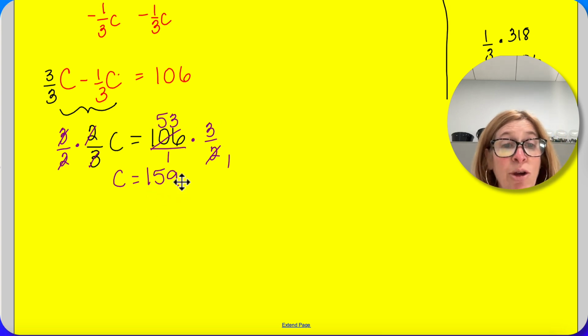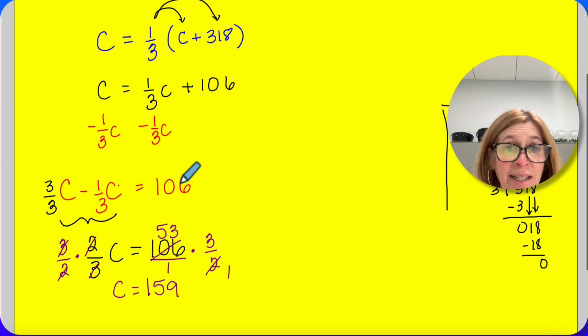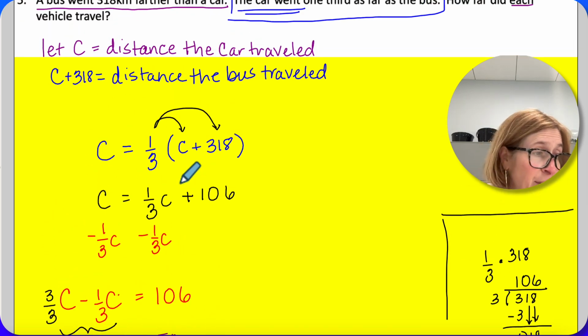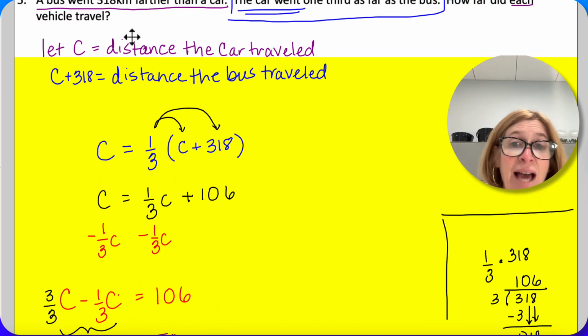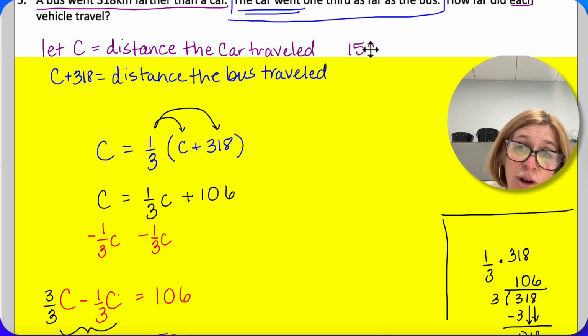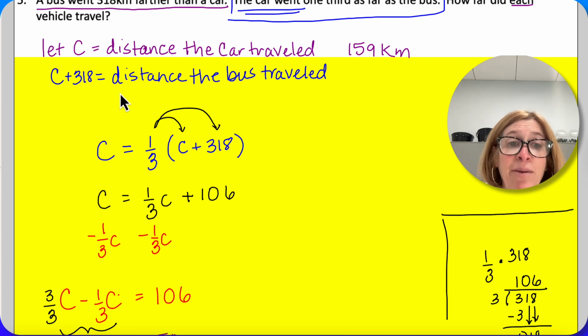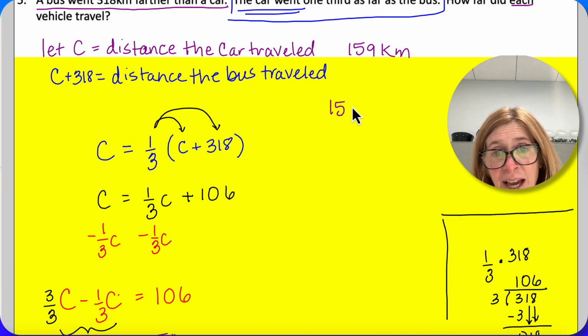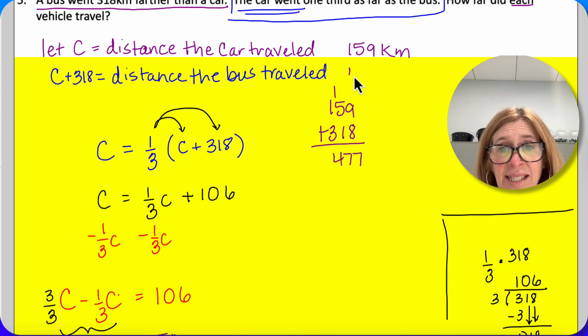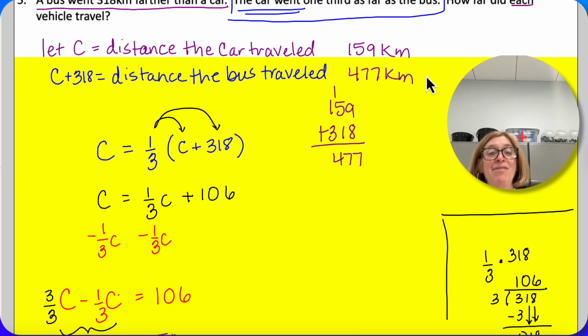So then I go back to the question to see what we've got going on here. And it says, how far did each travel? Well, C was 159. So the car went 159 kilometers. And the bus, I have to take 159 and add 318 to it, giving me 477. So the bus traveled 477 kilometers.